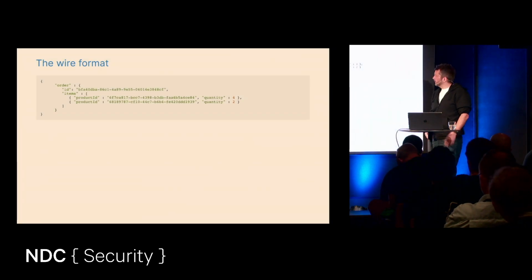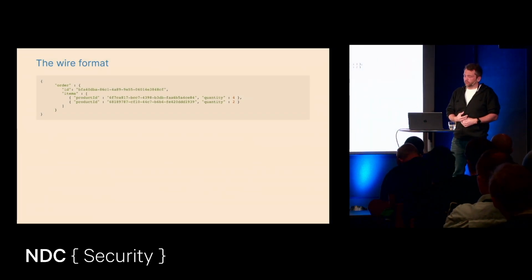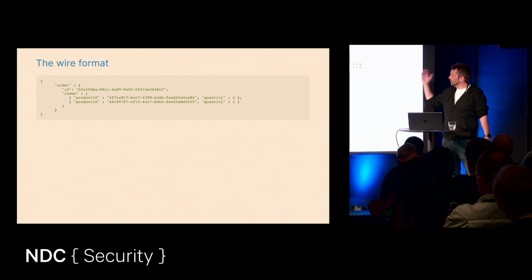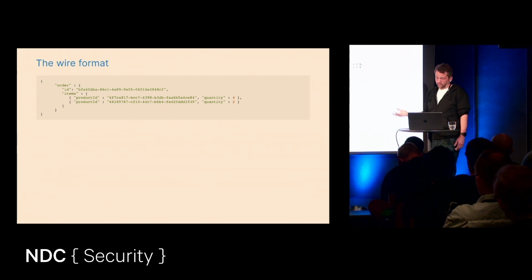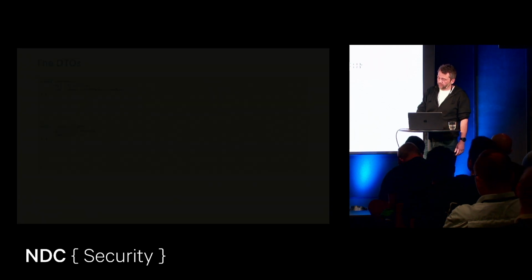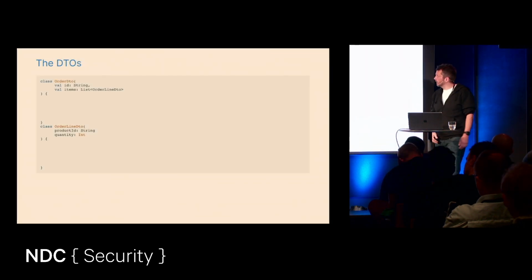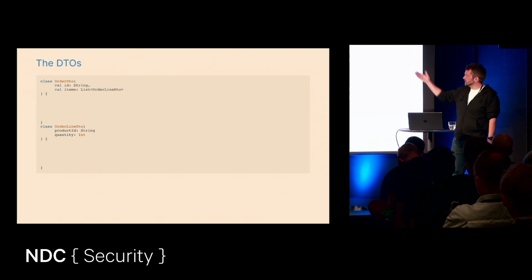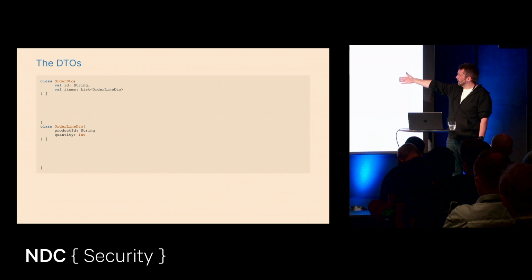So let's say this is the wire format that we have. We have an order. The order has an ID, which is a GUID or a UUID. And we have some items, and each of the items also has an ID, and then we have some quantities. So we're going to create a DTO for it. We have an order DTO, which has an ID and some items. And we have an order line DTO, which has a product ID and a quantity.